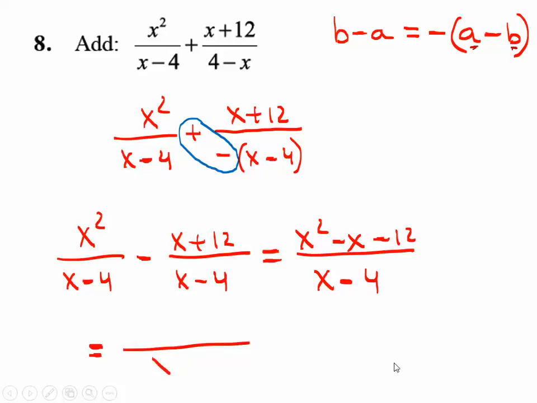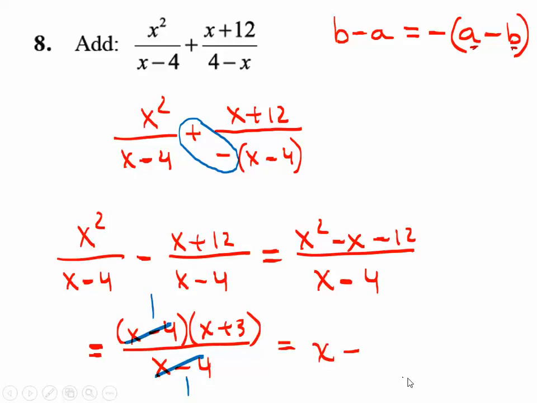Alright, hopefully you realize the top can be factored. See, two numbers multiplied, negative 12, add to negative 1 would then be a negative 4 and positive 3. And the x minus 4s are gone. They cancel each other out, so therefore final answer is just x plus 3.